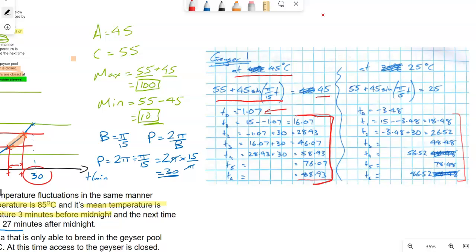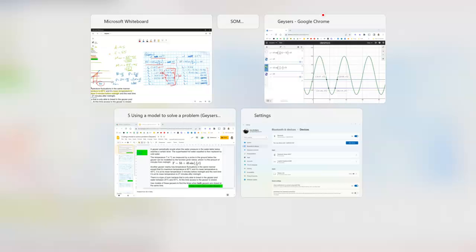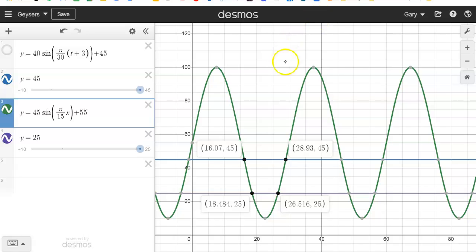Now, if we have a look, this time here and this time here is what we read on Desmos. And then if you look at all the other times, we're just adding 30, aren't we? So 16 plus 30 is 46. And then the next time this is going to be repeated, that one, another 30. So every second one, that's just going to add 30 there. If we look on Desmos, we can see what's happening there. So the first time it's at 45 is there, and boom, boom.